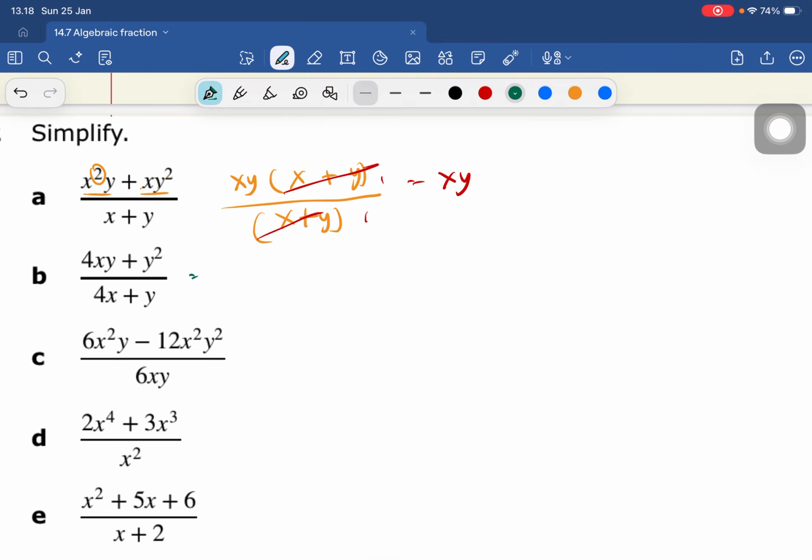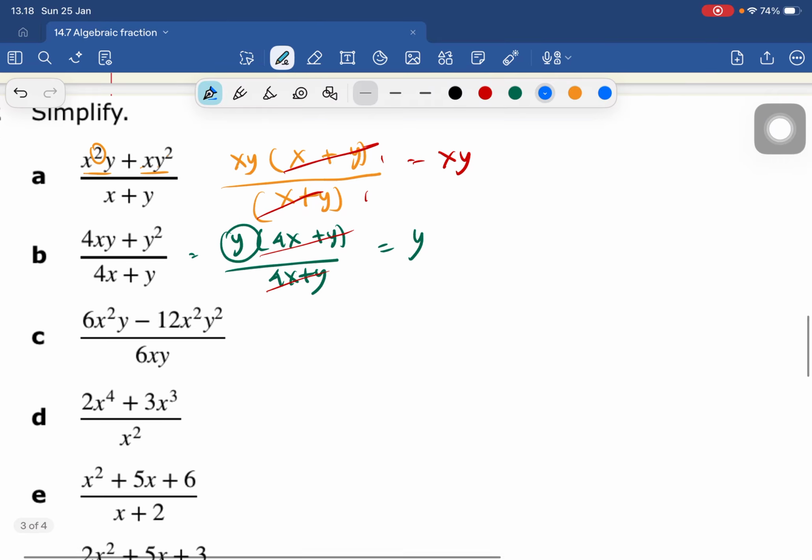Okay, we got 4x y plus y square. We divide by 4x. Okay. So let us take y out here. It's going to be 4x plus y. Then we divide by 4x plus y. Okay, we can see 4x plus y and 4x plus y divided equal to 1, so the remaining is only y.